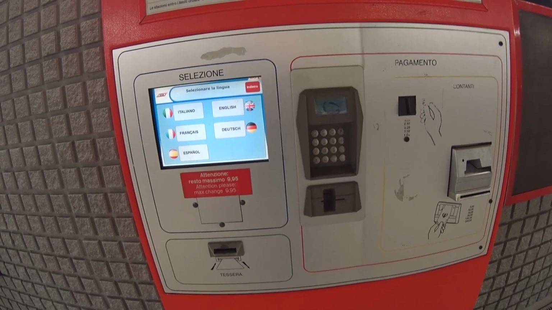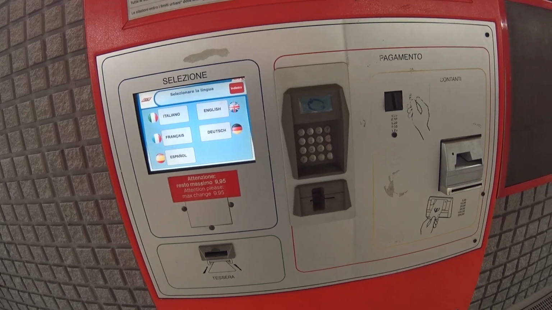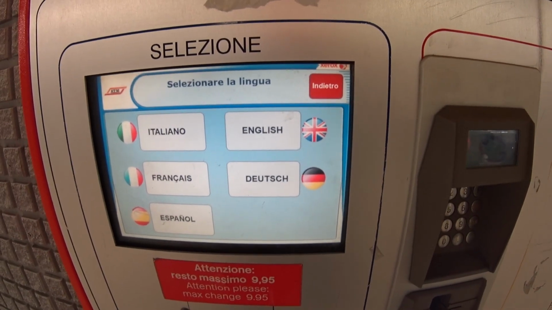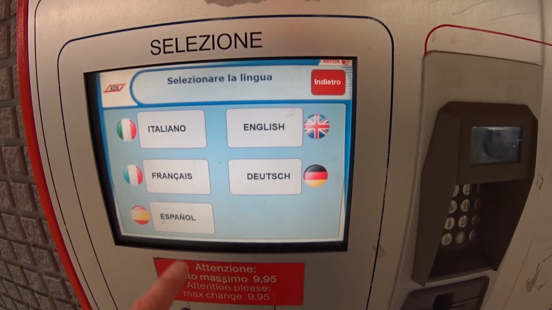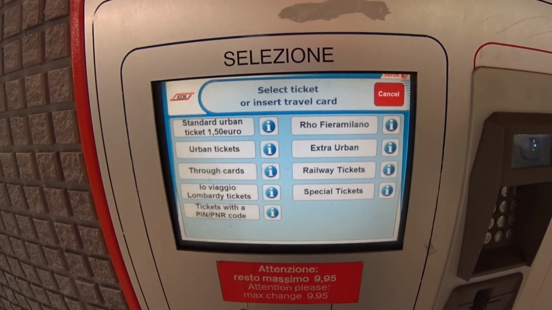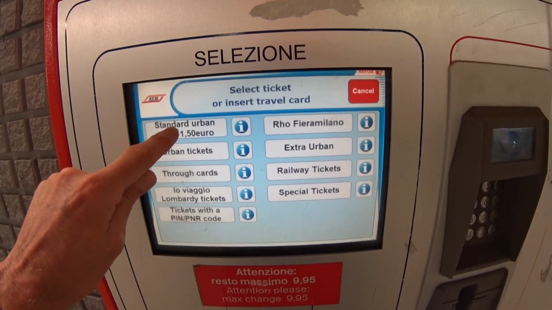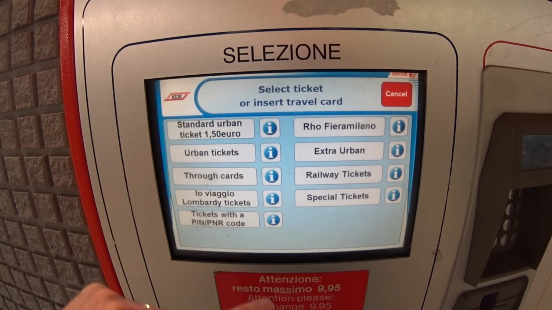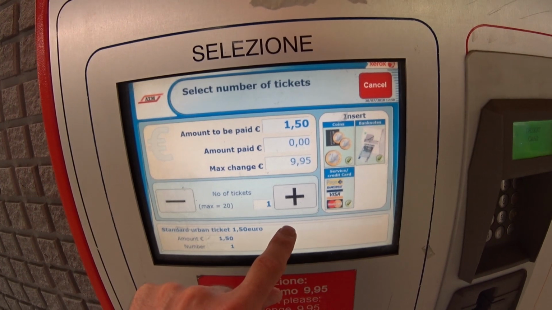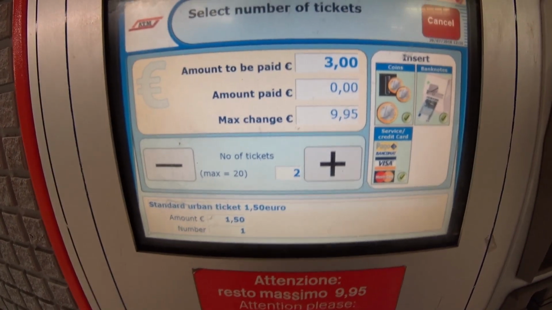I'm now in the underground station, or the metro station, and I need to buy a ticket. I'm going to buy a ticket from a ticket vending machine. First of all, I need to select the language. So I'll choose English. Now, with a standard ticket. Okay, and I would like 2 tickets.